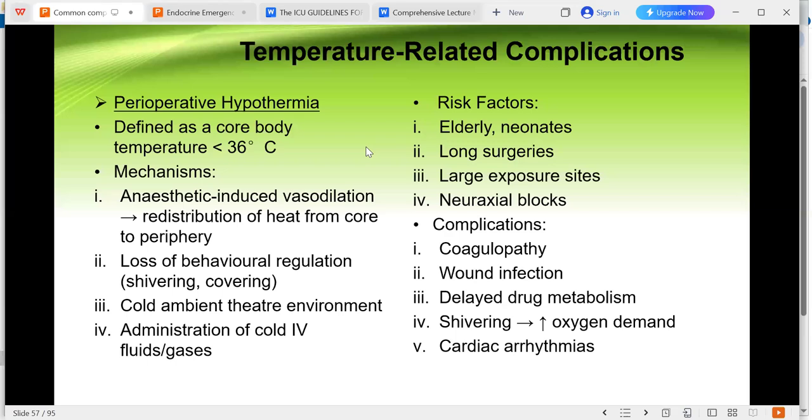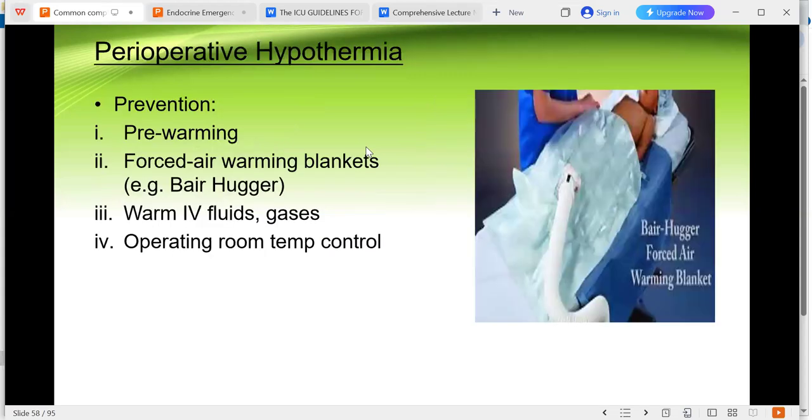All right, there are a lot of complications: coagulopathy, all right, wound infection, all right, delayed drug metabolism, and shivering. We'll talk about post-anesthetic shivering in the course of the discussion today. All right, shivering increases oxygen demand, okay, and it puts a lot of pressure or toll on the heart. Cardiac arrhythmias, these are some of the complications of hypothermia.